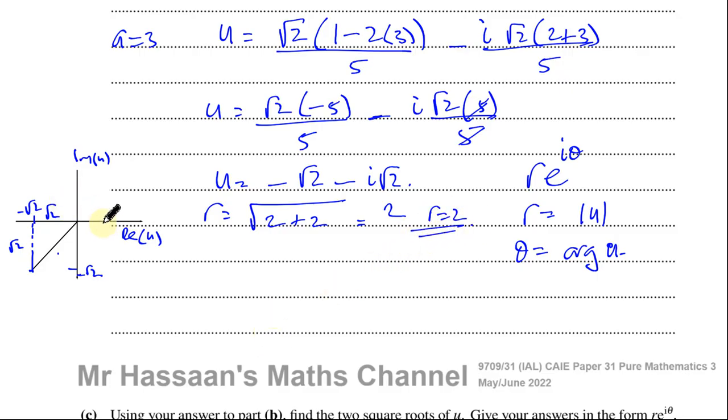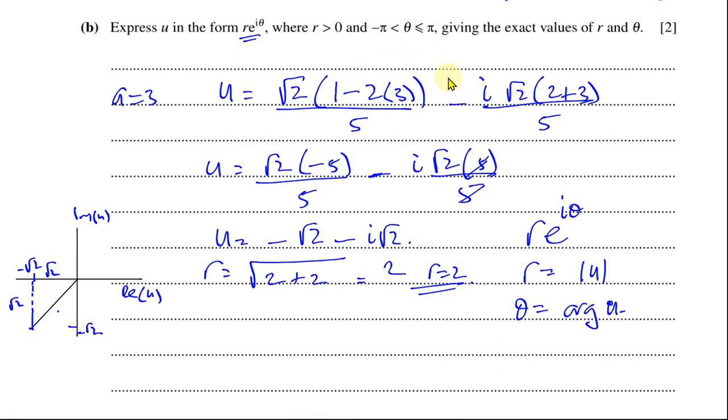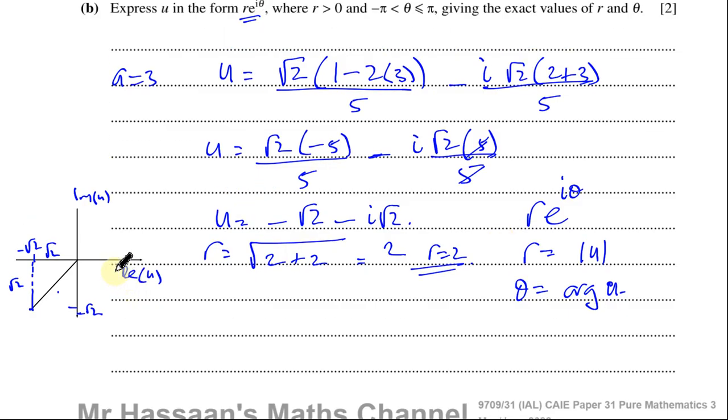Now theta, if we go this way, it's going to be more than 180. And they've told us that theta should be between minus pi and pi, so you can't go any further than that, you have to go this way. So it's going to be this angle over here. That's our theta. Okay, that's the argument of u.